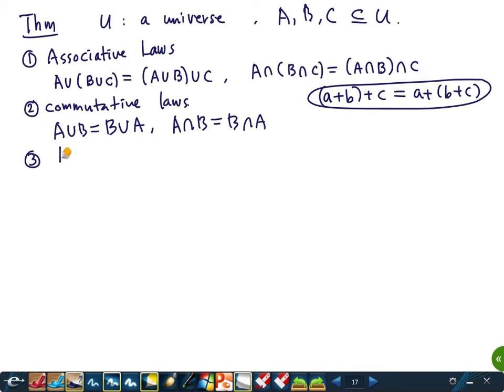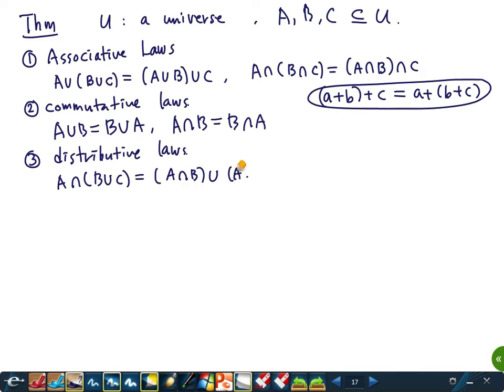3, distributive law. A intersect (B union C) is equal to (A intersect B) union (A intersect C). So it's kind of distributing A inside of this parenthesis, like that. So this is why it's called distributive law. And the same thing happens for the other operation. You can also distribute A inside: A union (B intersect C) equals (A union B) intersect (A union C), something like that.